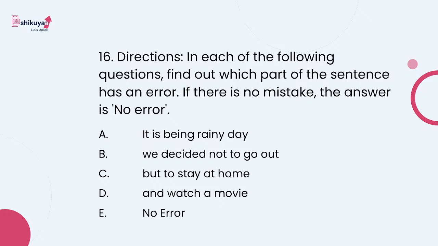Let's see if there is any mistake in part B. We decided not to go out. So there is also no problem here. Part C, but to stay at home and watch a movie. So here a rainy day is the right answer. It is being a rainy day. So there is only one error, in part A. Now let's go for the next sentence.